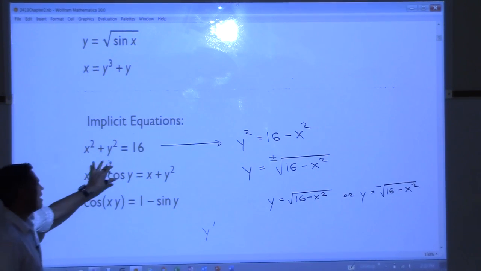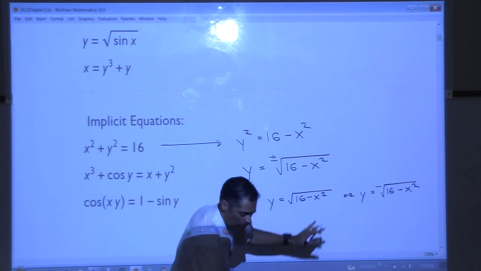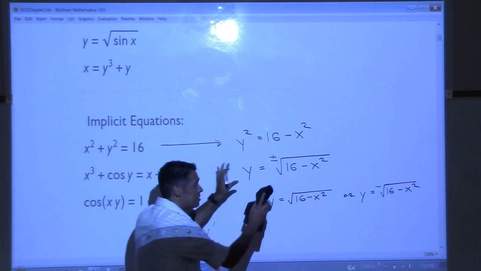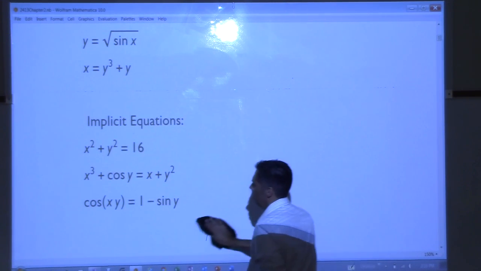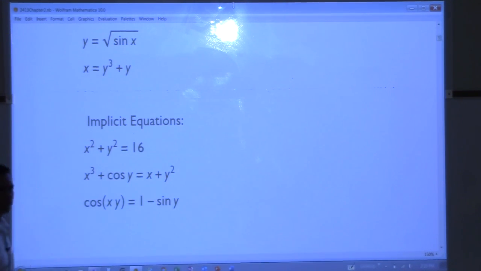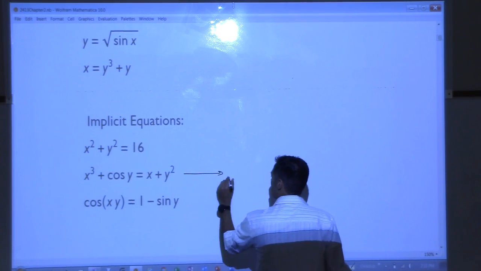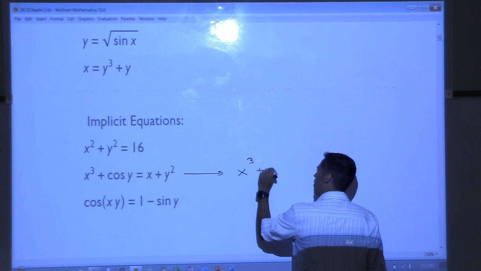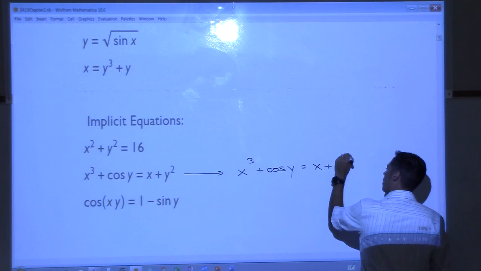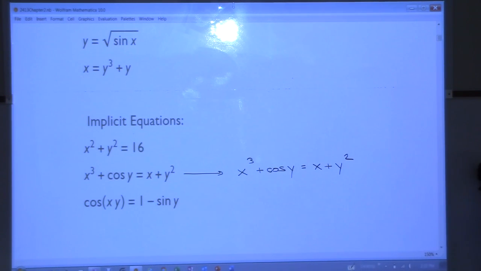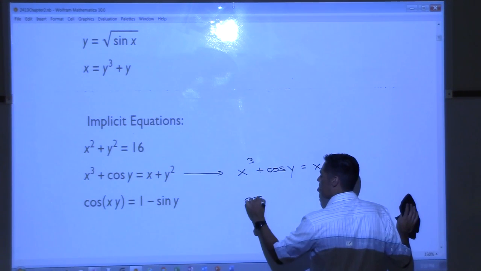Okay, now if you're saying to yourself, but we still solved for y here, so we have something, look at the next one. How are you going to solve for y here? Let's try it. Do we have any hope? Let's see. Let's try and solve for y. Maybe get all the y's on one side, all the x's on the other. That might be a place to start. Let's leave the cosine y here.